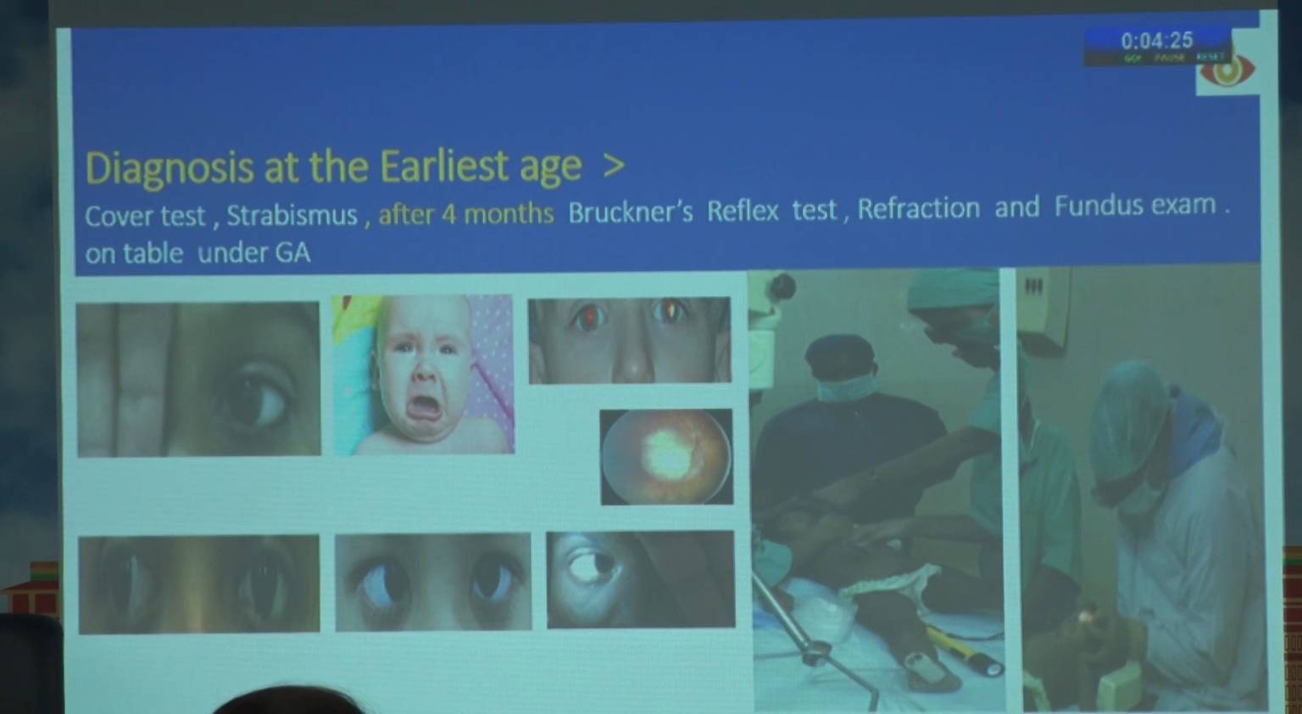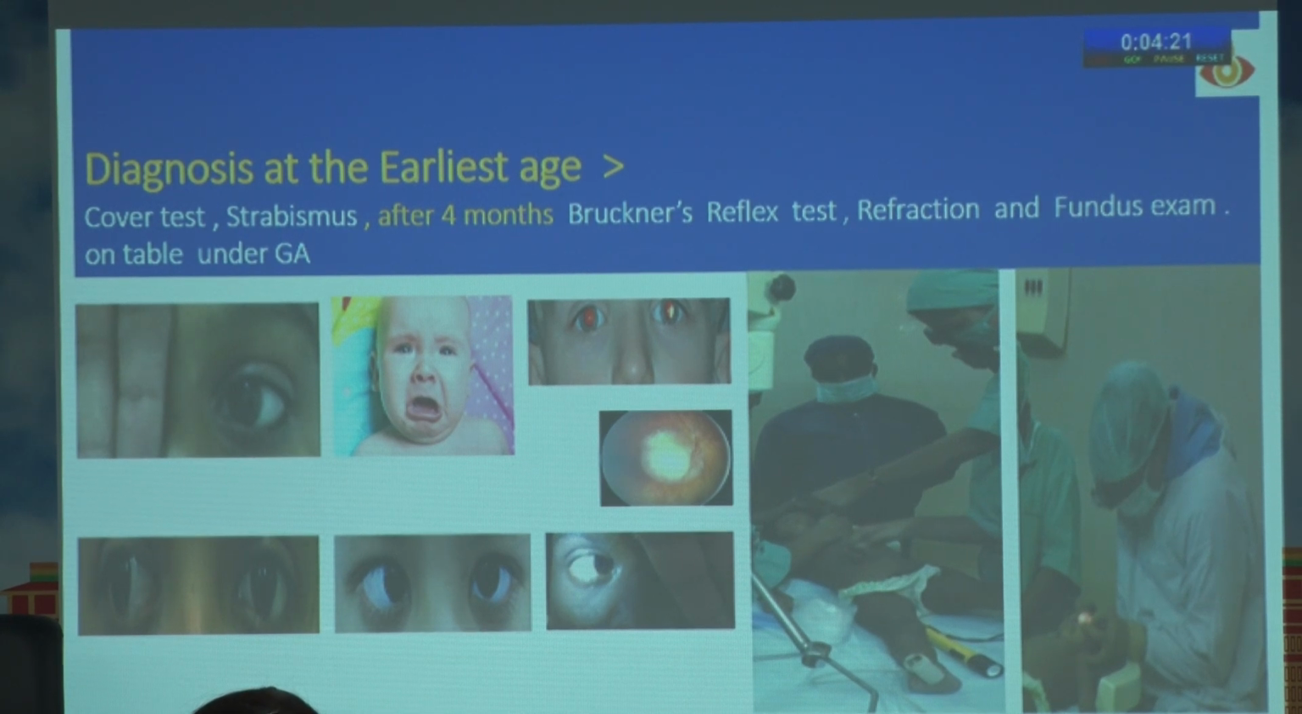Another important point is that diagnosis at the earliest age is the problem with everybody. In all cases of strabismus, whether it's esotropia or exotropia, as I have just told you, you have to see the fundus in detail to rule out the possibility of retinoblastoma and perform the refraction on the table.